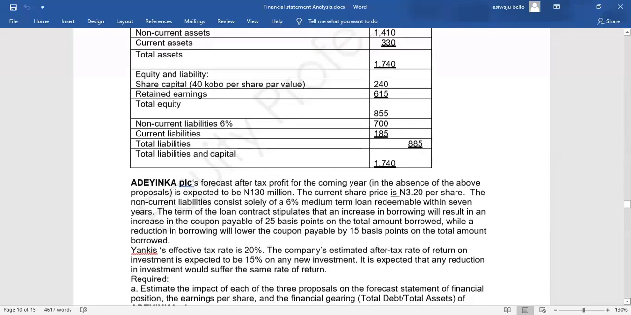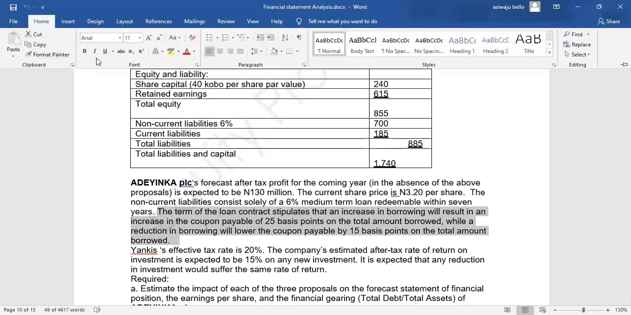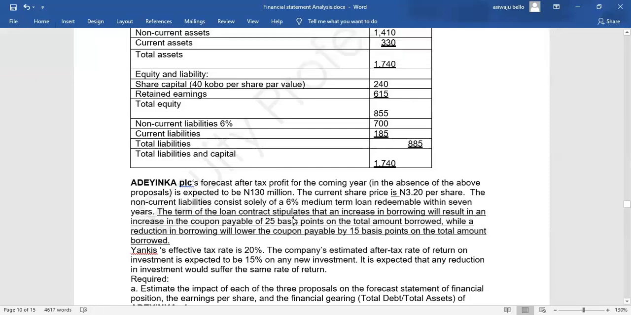Please underline this word. Please, if it is possible, asterisk these words, this sentence. The term of the loan contract stipulates that any increase in borrowing will result in increase in the coupon payable of 25 basis points on the total amount borrowed.